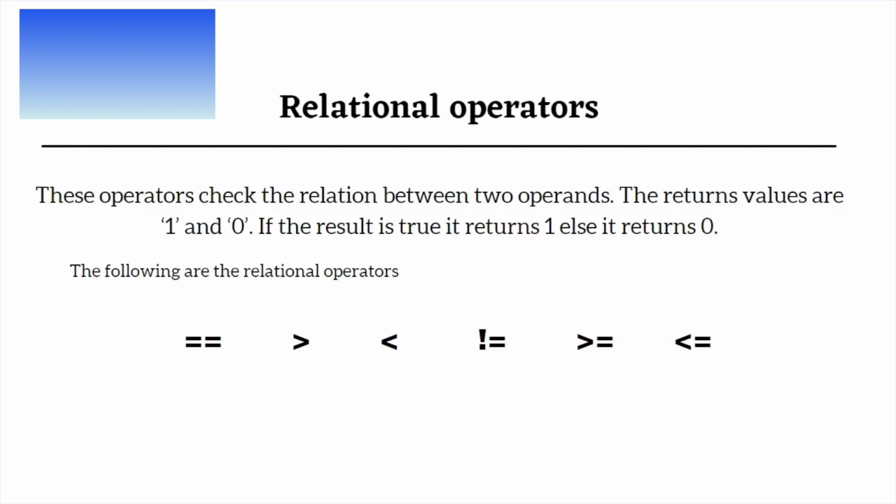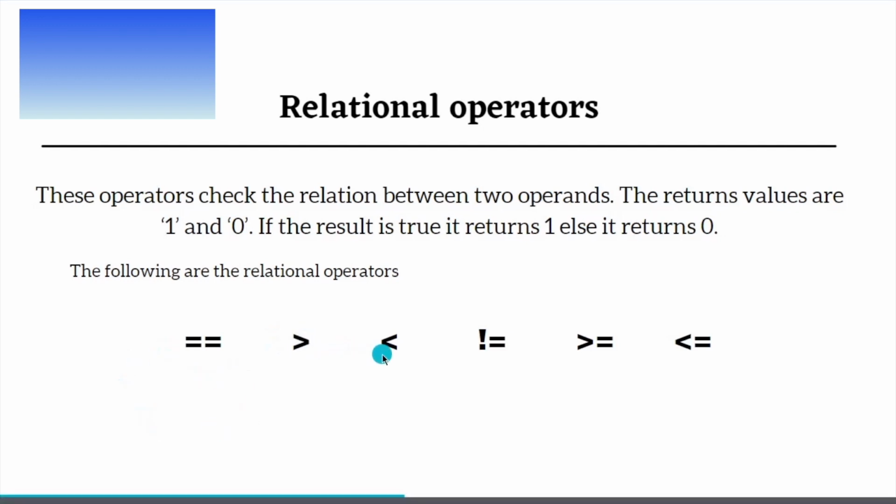The following are the relational operators, such as equals equals. We write two equal symbols here. In general we say 3 equals 3, but in C we use two equal symbols to compare. Also the greater than symbol, less than symbol, not equal symbol, greater than equals and less than equals are all relational operators.